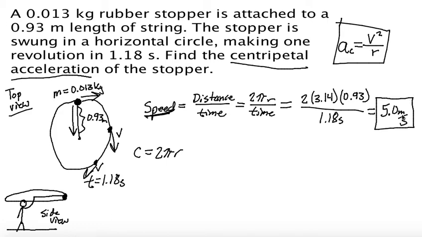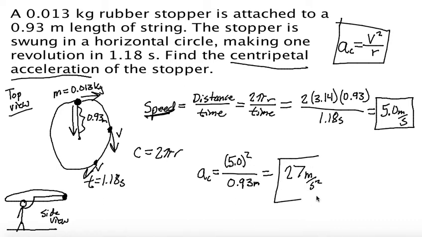All right, so that's the velocity. That's the velocity that this has as it's moving around this circle. But the centripetal acceleration, now we can solve for. Centripetal acceleration is equal to velocity squared, which is 5 meters per second. So 5.0 squared divided by the radius, 0.93 meters. Crunch the numbers on this, and we should get 27 meters per second squared. So that's the centripetal acceleration of that rubber stopper.